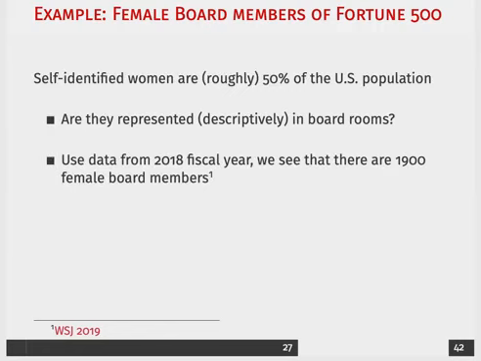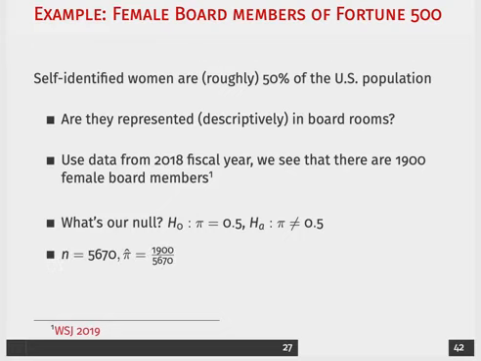So using data from 2018, we can see that there are about 1,900 female board members. What would be our null hypothesis here? Well, we want to know just whether or not it's equal to 50%. We're not going to go above or below, so our null is just that mu is equal to 0.5. Now, you didn't know this, but the total number of board members in 2018 was 5,670. So our proportion is roughly 1/3.